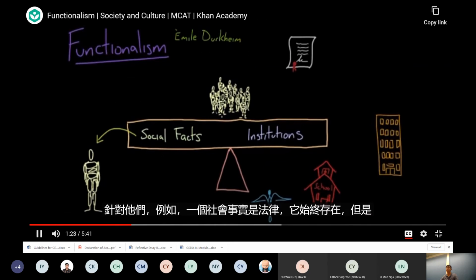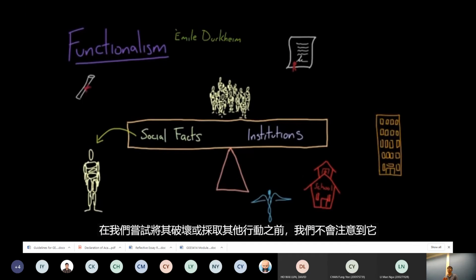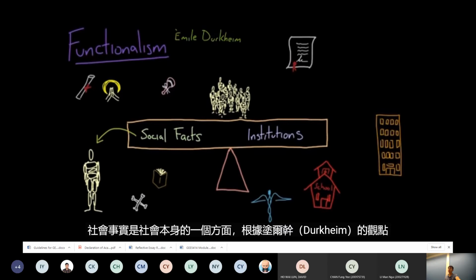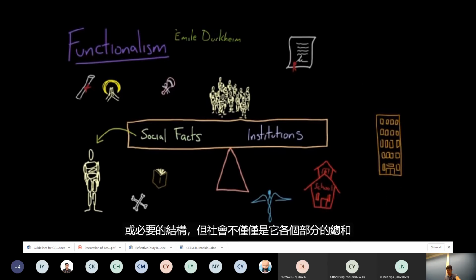So, for example, one social fact is the law. It is always there, but we don't notice it until we try and break it or act against it. Some other examples are moral regulations, religious faiths, and social currents like suicide or birth rate. You might wonder how suicide can be a social fact. Well, one person committing suicide has no effect on the presence of suicide in the society. Social facts are a facet of the society itself, and, according to Durkheim, are a necessary structure.